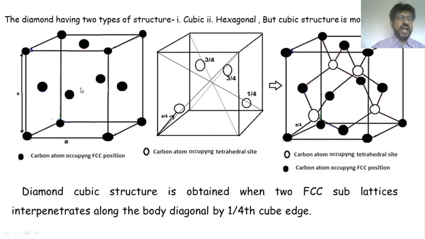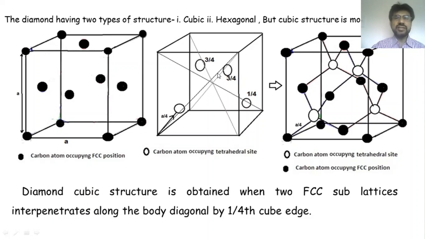Now see here, this is one type, the FCC type of unit cell, and this is another type of unit cell in which 4 atoms are located at positions on the diagonals of the unit cell, at a distance of 1/4 of the edge of the unit cell.